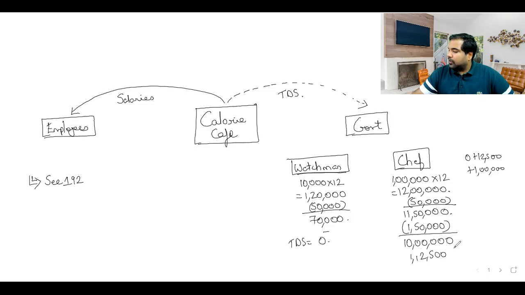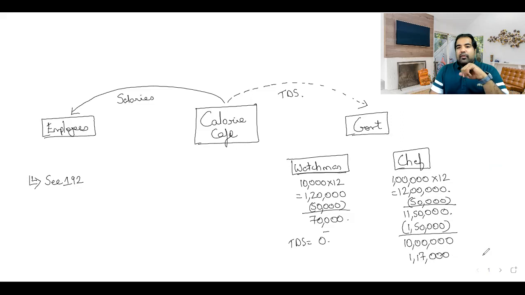On that, if we add cess, there's no surcharge, so it becomes 1,17,000. So I'm straight away writing 1,17,000. That is the tax payable, 1,17,000, and that is the tax payable by the chef.